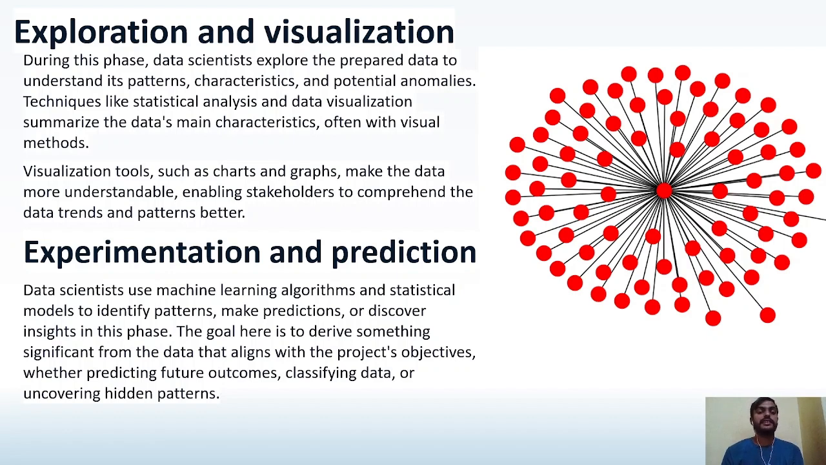Experimentation and prediction. Data scientists use machine learning algorithms and statistical models to identify patterns, make predictions, or discover insights in this phase. So the goal here is to derive something significant from the data that aligns with the project's objective. In this phase, we will try to gain some meaningful knowledge, or we will try to predict some value, or we will try to give some important insights about a particular organization, and we will try to give a proper result and proper prediction by the experimentation method.